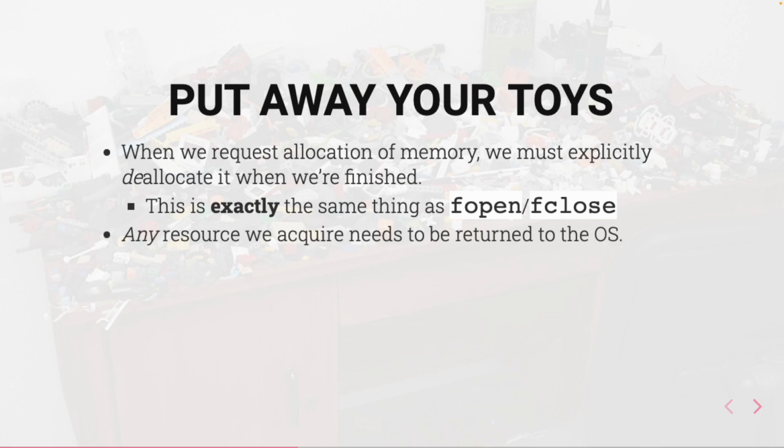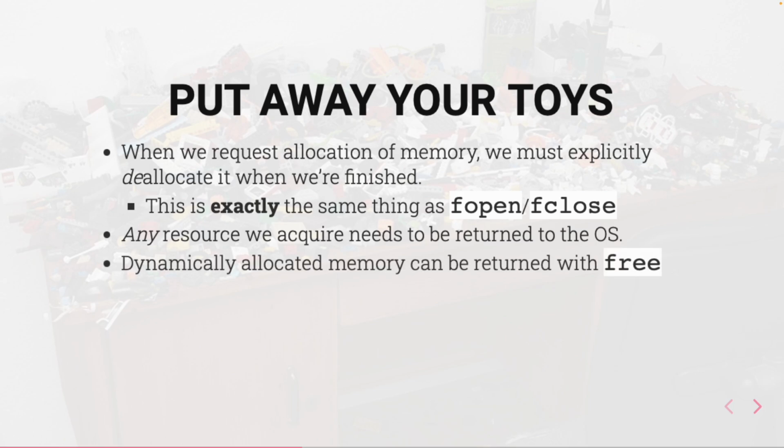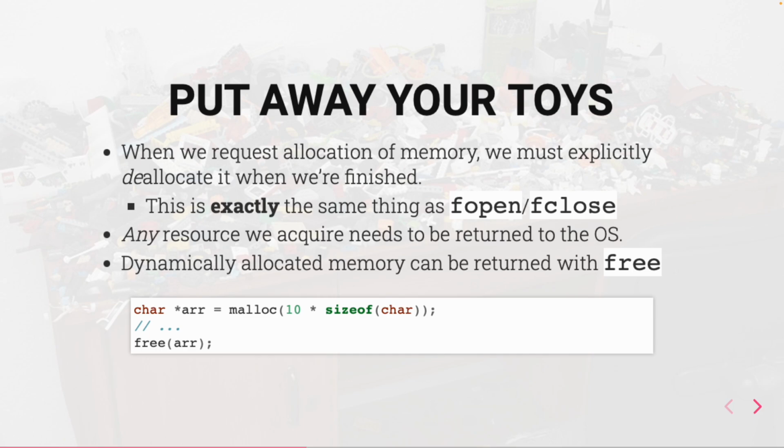And it even works that way in languages with more safety features because a file is a file. Any resource we acquire needs to be returned to the OS because it doesn't know whether we're going to use it again or if it's truly gone. So to return dynamically allocated memory, we're going to use free. Very simple interface. Just give it your void pointer that you got from malloc, pass it to free, and then you're done.